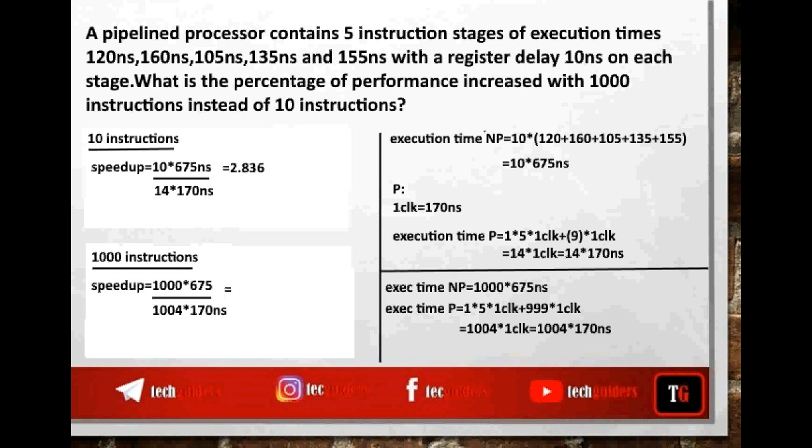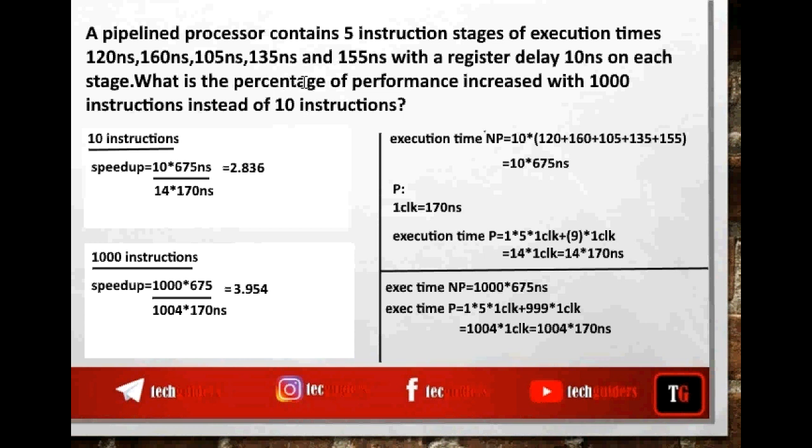Hence, what is the speedup for 1000 instructions? 1000 into 675 divided by 1004 into 170 nanoseconds, which is 3.954. So we can see for 1000 instructions, we have more speedup compared to the 10 instructions.